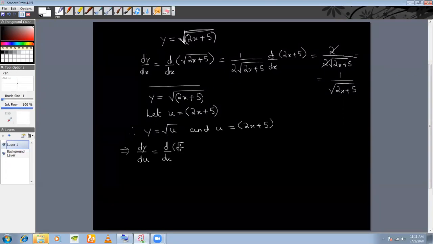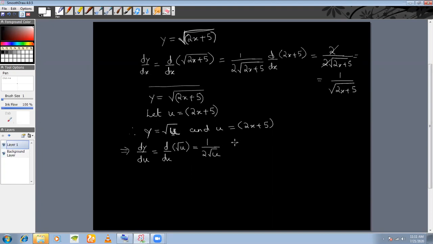dy/du is d/du of root u, because I have taken dy/du, because my variable here is not x. My variable here is u. That's why I am finding dy/du. So d/du of root u. And you know that d/dx of root x is what? 1 by 2 root x. So this becomes 1 by 2 root u.